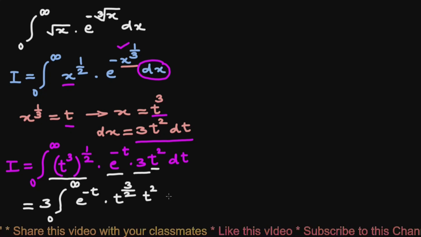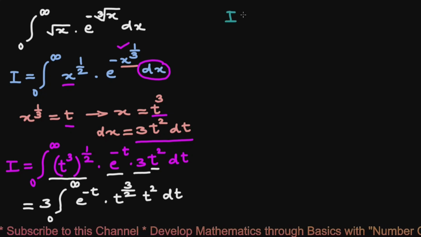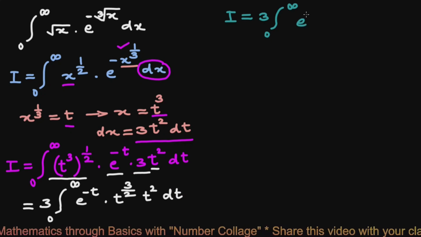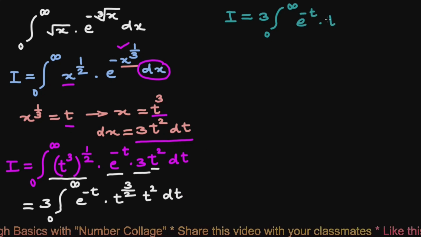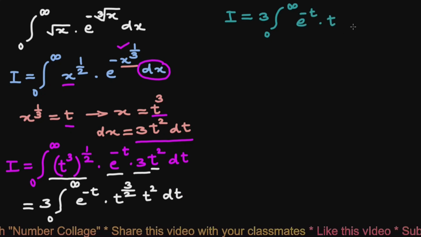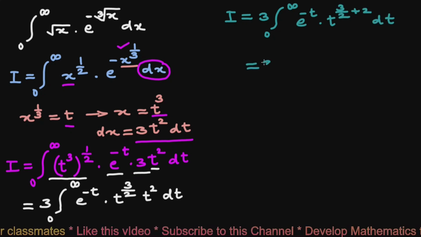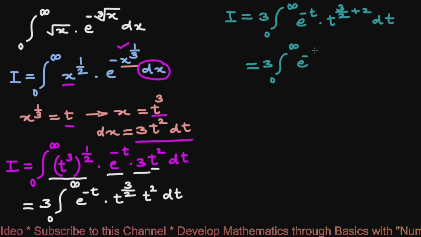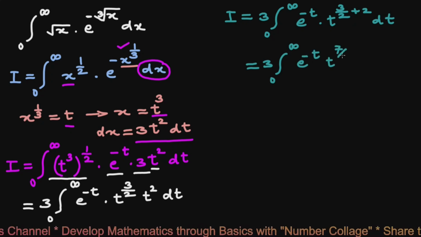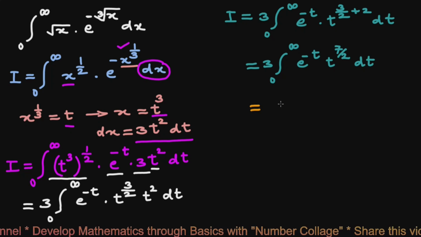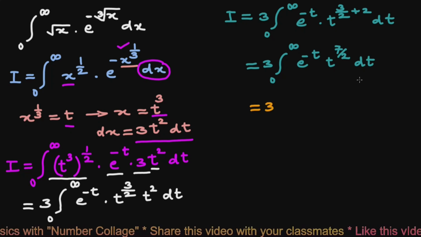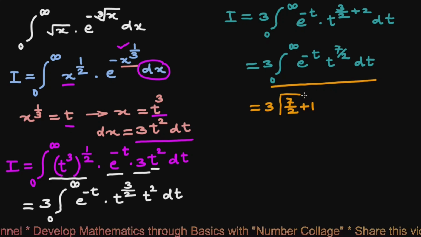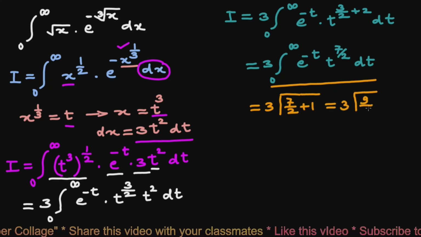t square dt. This will be further 3 integral from 0 to infinity of e raised to minus t into t raised to 3 by 2 plus 2 dt, which will be 3 integral from 0 to infinity e raised to minus t into t raised to 7 by 2 dt. This will be 3, and according to the definition of gamma function, this will be gamma 7 by 2 plus 1, which will be 3 gamma 9 by 2.